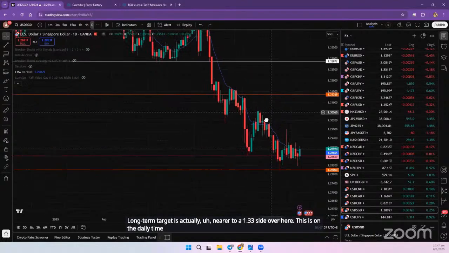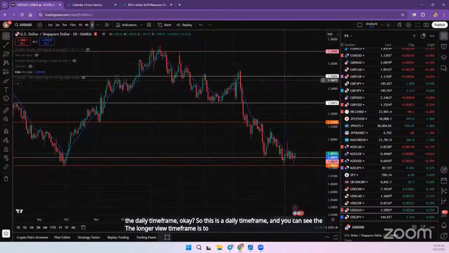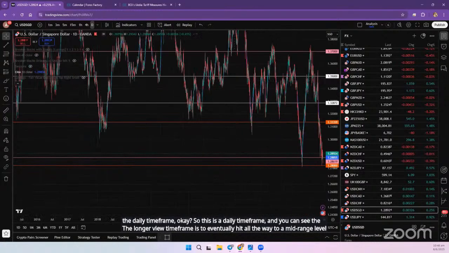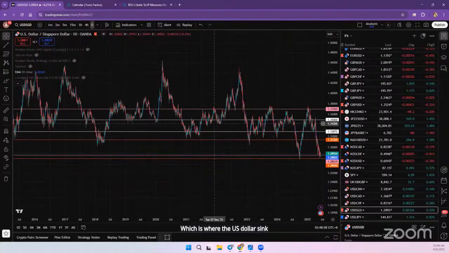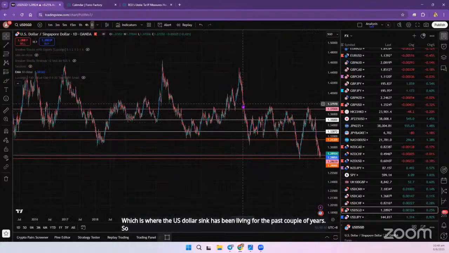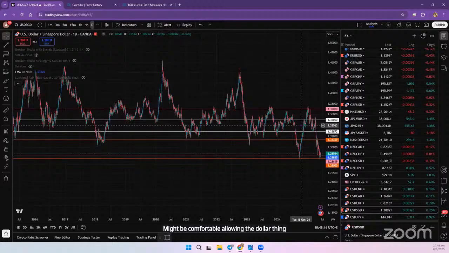Okay, so this is a daily time frame, and you can see the longer view is for price to eventually hit all the way to a mid-range level of 1.35, which is where the US dollar Singapore dollar pair has been living for the past couple of years. So this is an area where I feel the Singapore government might be comfortable allowing the Singapore dollar to live in, at least in the medium term.